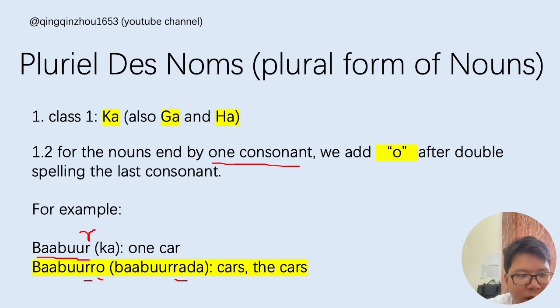And the definite article is da. It becomes feminine. Da is feminine. Da is from ta. It is feminine. The singular form is masculine, ka, and the plural form is feminine with ta. Baabuurka, baabuurrada. Car and the cars.